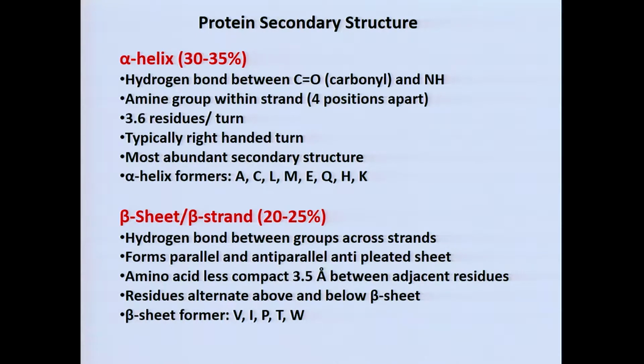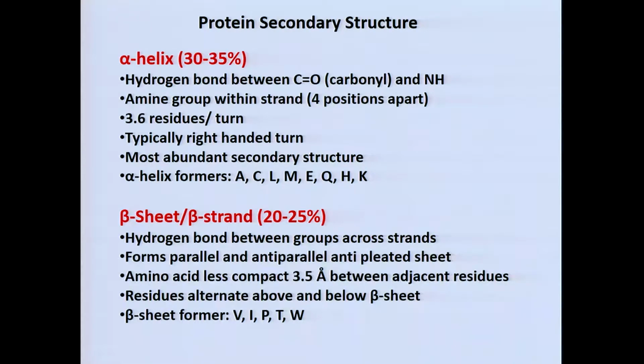Actually, most of the proteins present in mammals are composed of alpha helix. And these are the alpha helix formers, the amino acids which are known to be alpha helix formers. And beta sheets, about 20 to 25%. The hydrogen bond between groups across the strands forms parallel and anti-parallel beta pleated sheets.